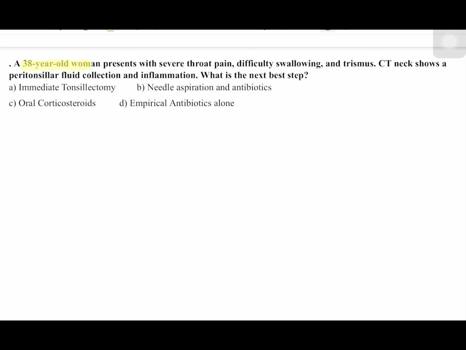Next question is: a 38-year-old woman presents with severe throat pain, difficulty swallowing, trismus. CT neck shows peritonsillar fluid collection and inflammation. What is the next best step? So this is the classical presentation of peritonsillar abscess. How is the patient presenting? Severe throat pain, dysphagia and trismus.